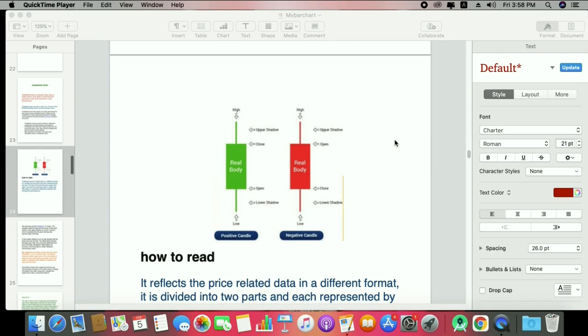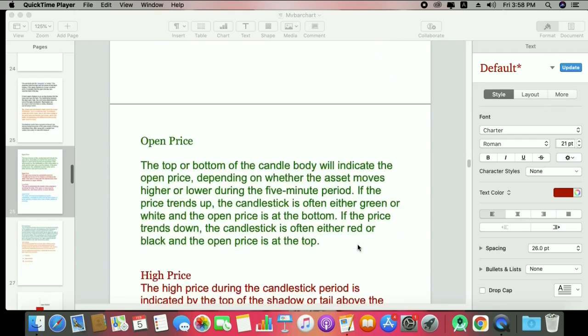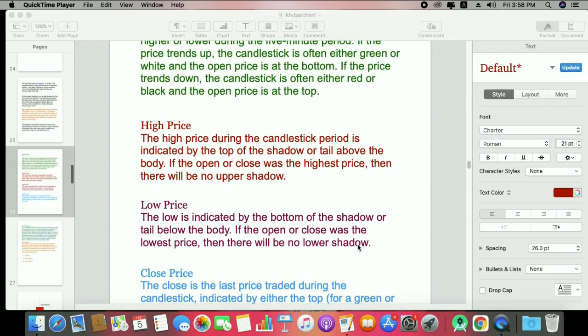And if you say open in red, it starts from the upper side. That means it started from the upper shadow, and here it started from the lower shadow. So that's the point for the open and close, and both are the same otherwise. So that's the important part. And the high price during the candlestick period is indicated by the top of the shadow or the tail above the body. If the open or close was the highest price, then there will be no upper shadow, and the low is indicated by the bottom of the shadow, the tail below the body.